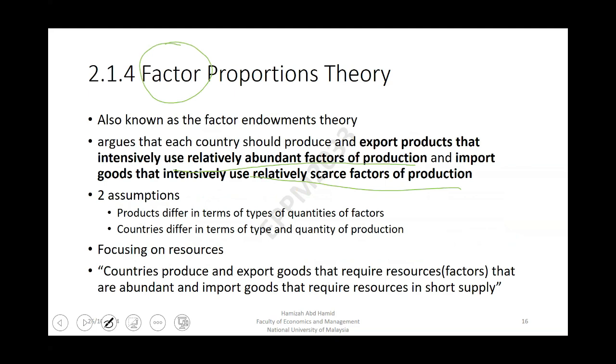There are two assumptions under this theory. First, products differ in terms of types and quantities of factors, and countries also differ in terms of type and quantity of production factors. Here we focus on resources. What are the resources that are abundant or scarce in certain countries? Basically, countries produce and export with factors of production that they have a lot of, and import goods that use resources that they have less of.